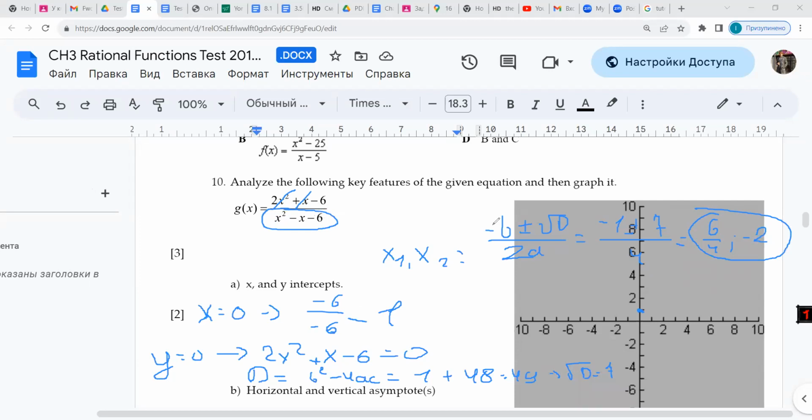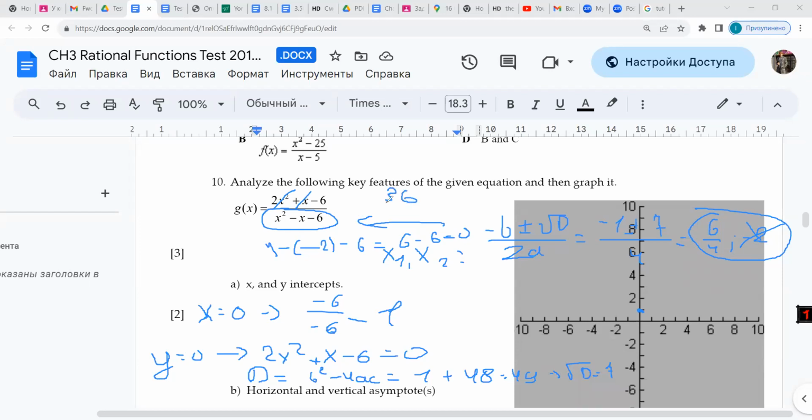But I have to check if these solutions are suitable for the denominator, because if the denominator turns 0 with one of these, then we have a discontinuity at that point. So let's check. If I substitute negative 2 in here, it would be 4 minus 2 minus 6, which gives me 6 minus 6 equals 0. This is what I've been talking about. Negative 2 is out of the domain of this function, so I can't use it. What about 6 over 4? I believe 6 over 4 should be okay.